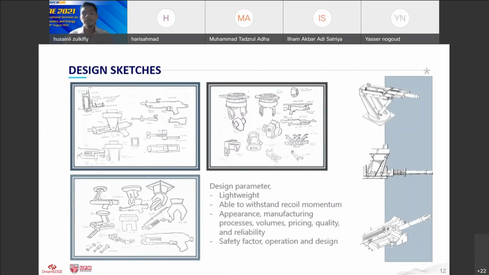So with that, we will define whether it is lightweight, whether it is able to withstand the recoil momentum, the manufacturing process, the reliability, and also the safety factor. And of course, that's the most important thing, both during operation and during the design process.